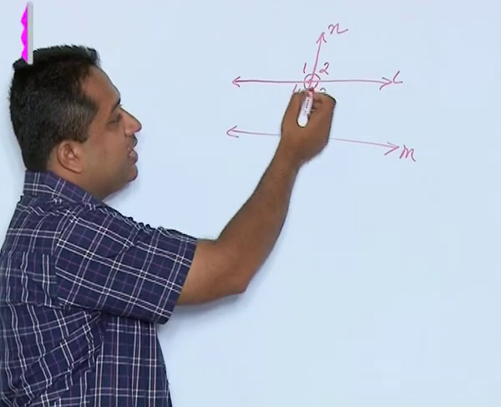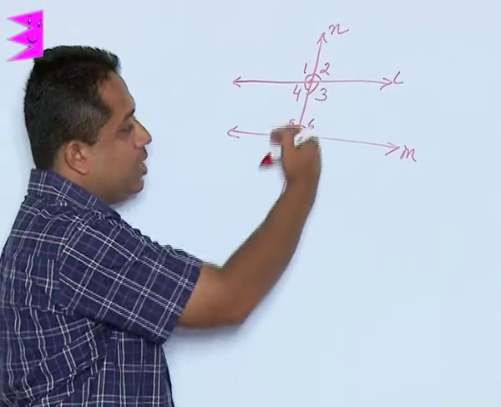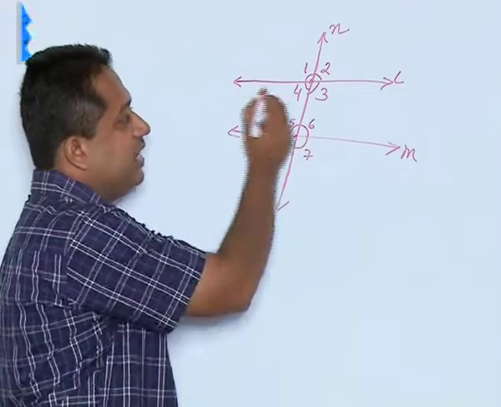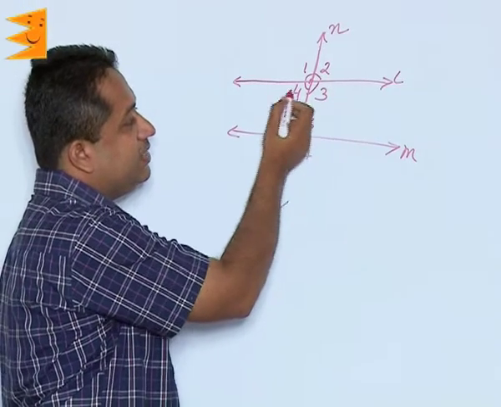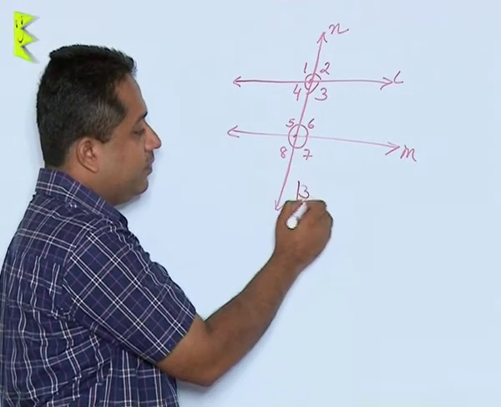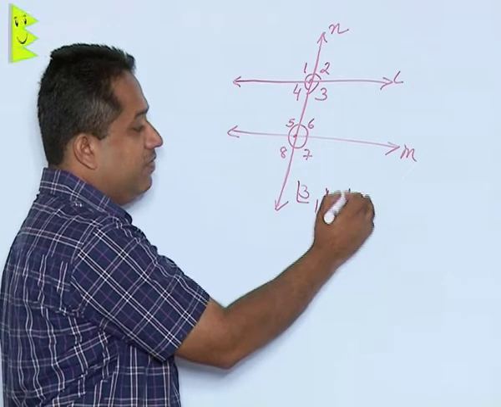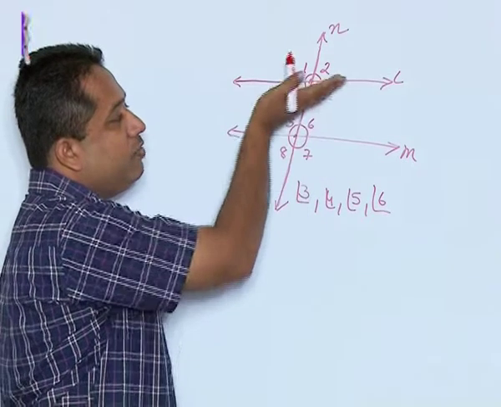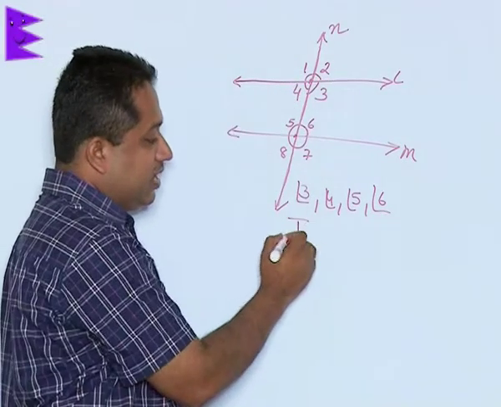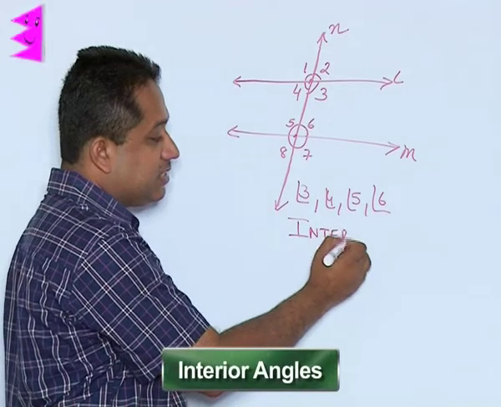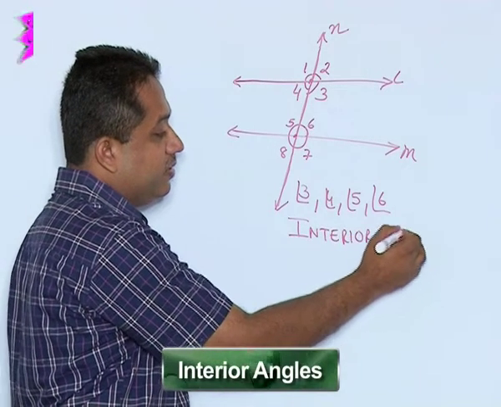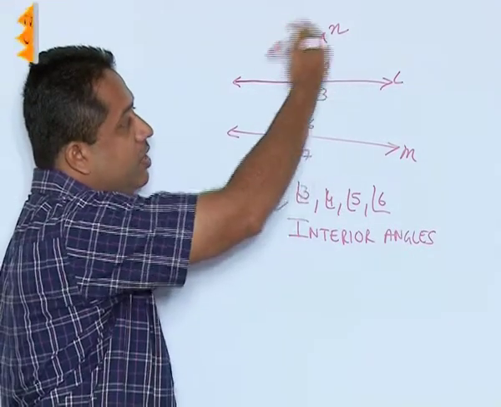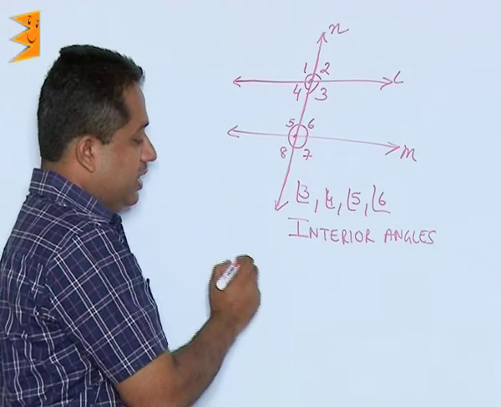First, we have to see that there are some angles which are lying beyond the lines and some angles which are lying inside the lines. So, the lines here are L and M and the angles inside are 3, 4, 5 and 6. So, 3, 4, 5 and 6 are angles which are lying between the two parallel lines and these are called the interior angles. The angles which are beyond that, that is outside, are called the exterior angles.